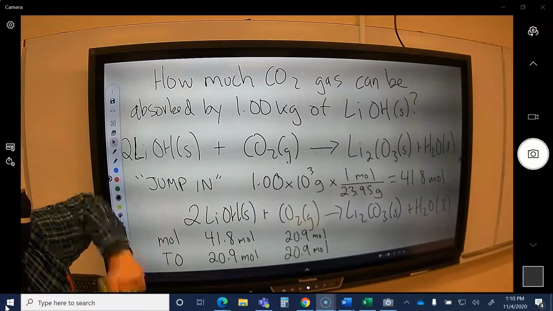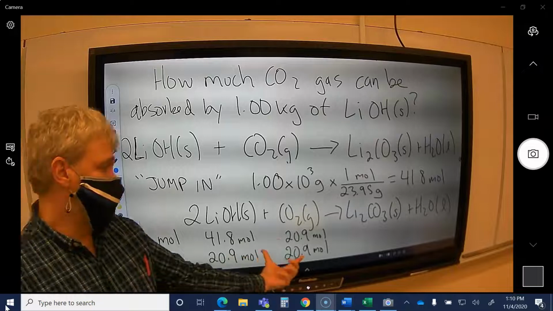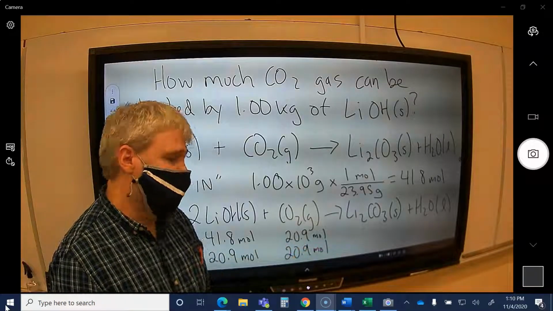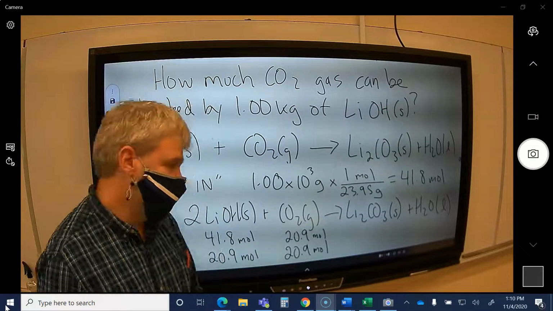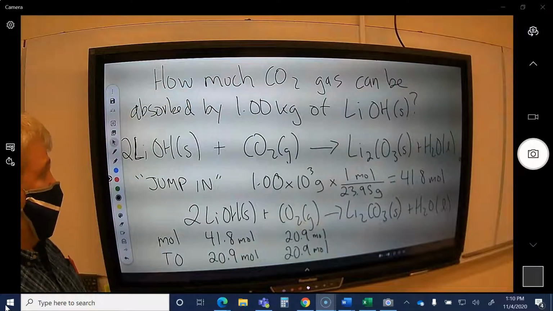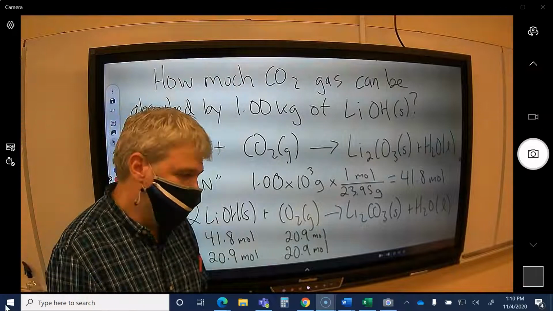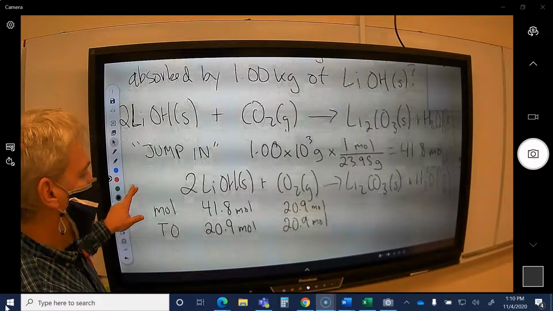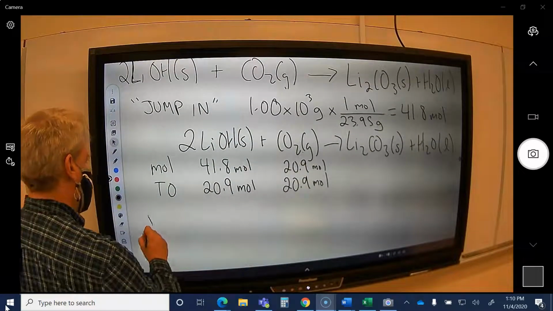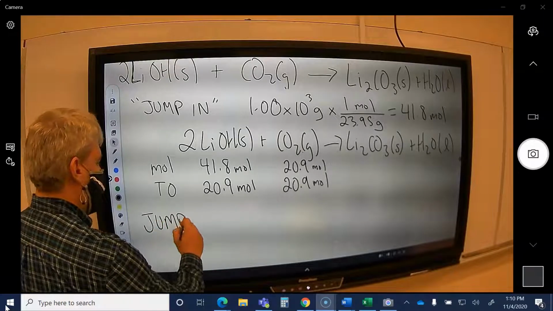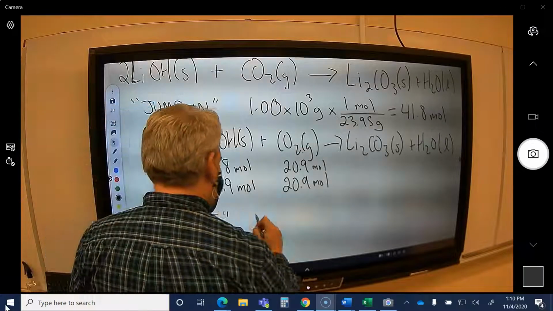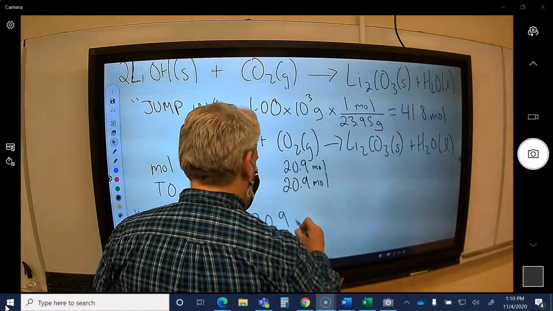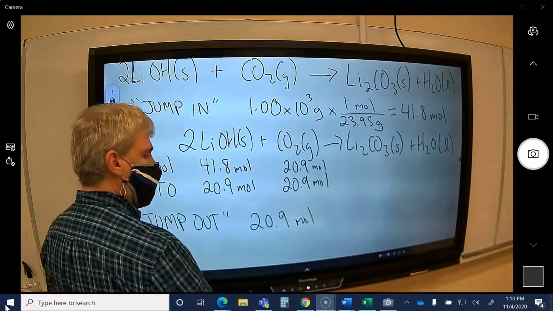All they said was how much CO2 gas. So certainly this is a number. I'm saying it's 20.9 times 6.022 times 10 to the 23rd molecules of CO2. So that is certainly saying how much. But of course, in a normal problem, we'd want to know the mass. And in order to get that, we need to jump out and convert that mole number for CO2 into a mass.